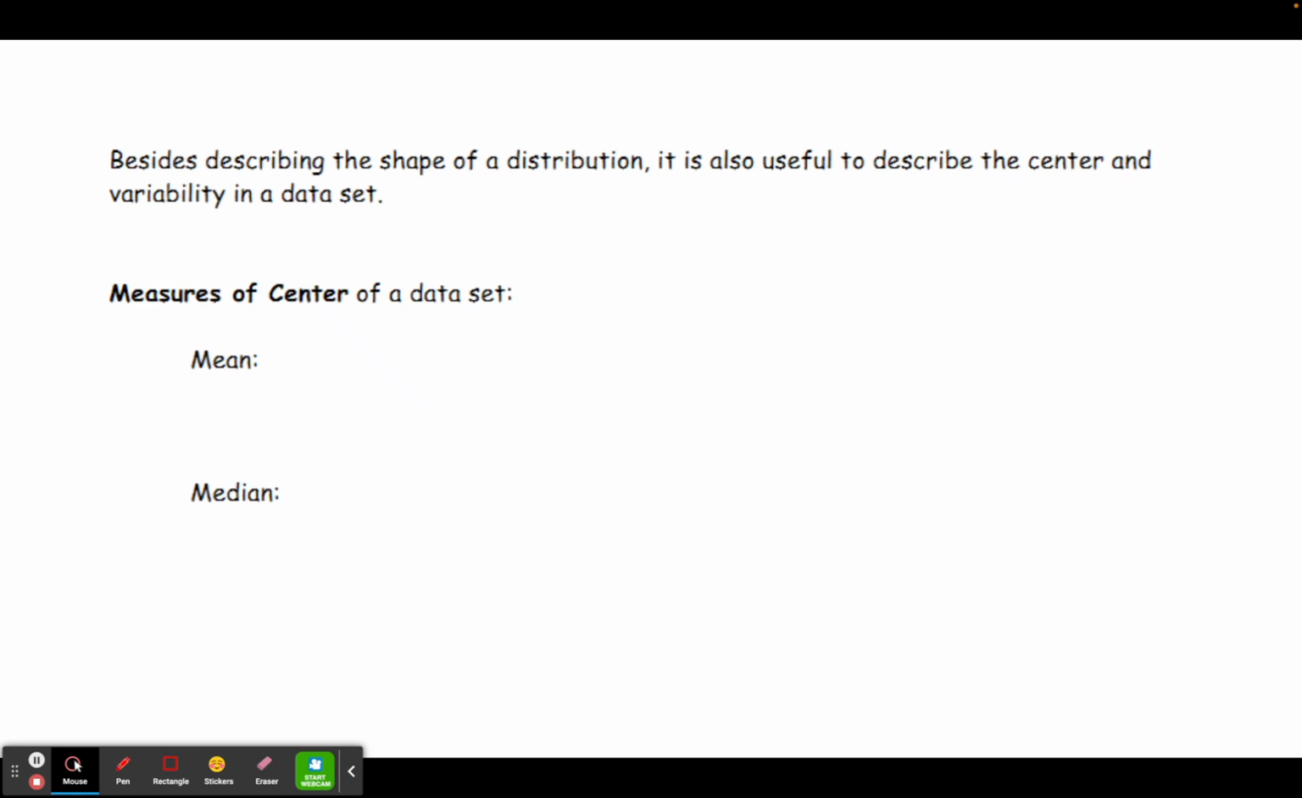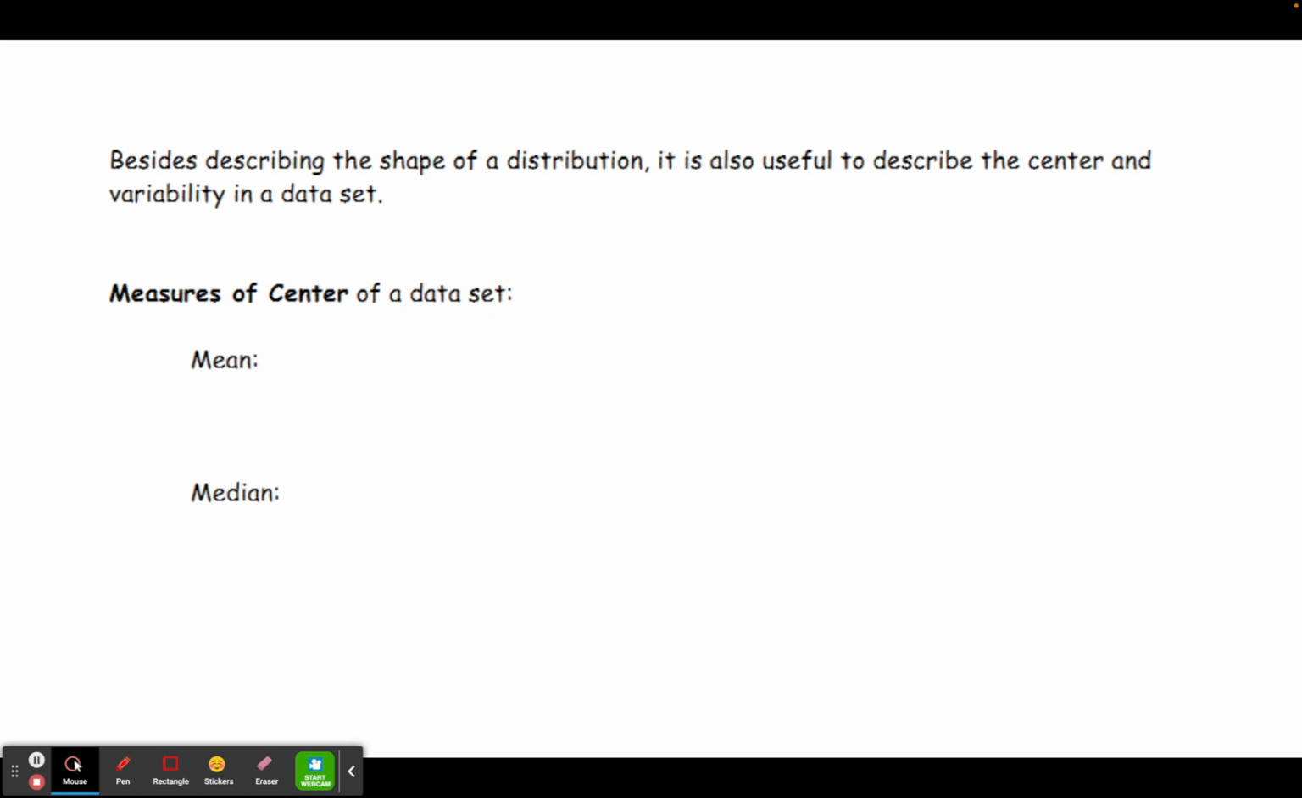Now, besides describing the shape of the distribution like we did in lesson 5.1, it's also useful to describe the center and the variability in a data set. With the shape, we're talking about things like symmetric or skewed left or skewed right. And so far, when we've talked about the center and the variability, we've just sort of eyeballed it and said the centers are about the same or the center is about at this value. And when we talked about variability, we've just sort of looked at how close together the data is without really being able to quantify that with a number. And that's what we're really going to start to do in this section.